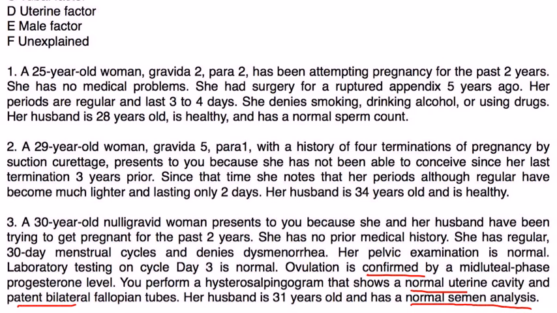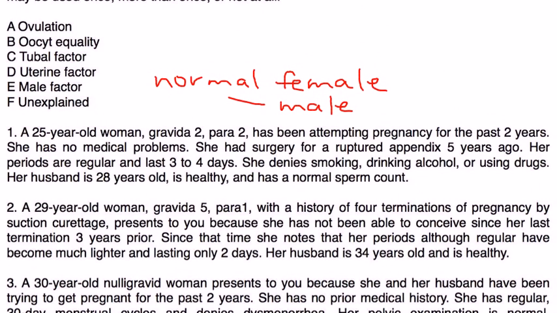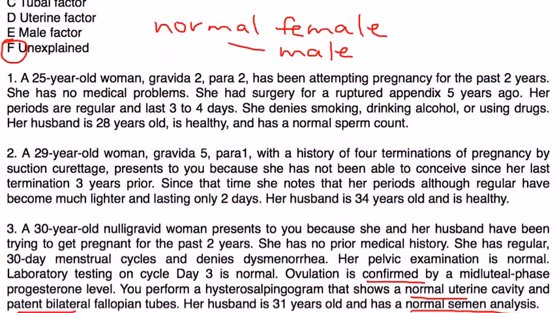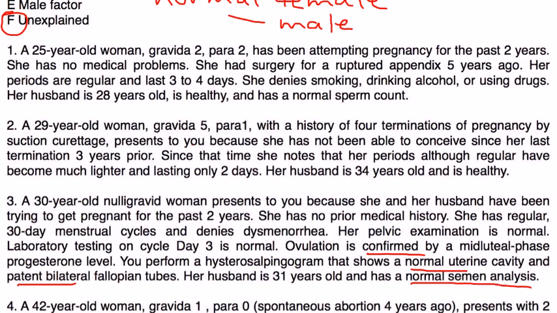Well, we have a normal female and a normal male, and we still have infertility. So this I would probably put as unexplained, because we're not sure. The clinical vignette simply doesn't give us enough. So the answer for that would be F.